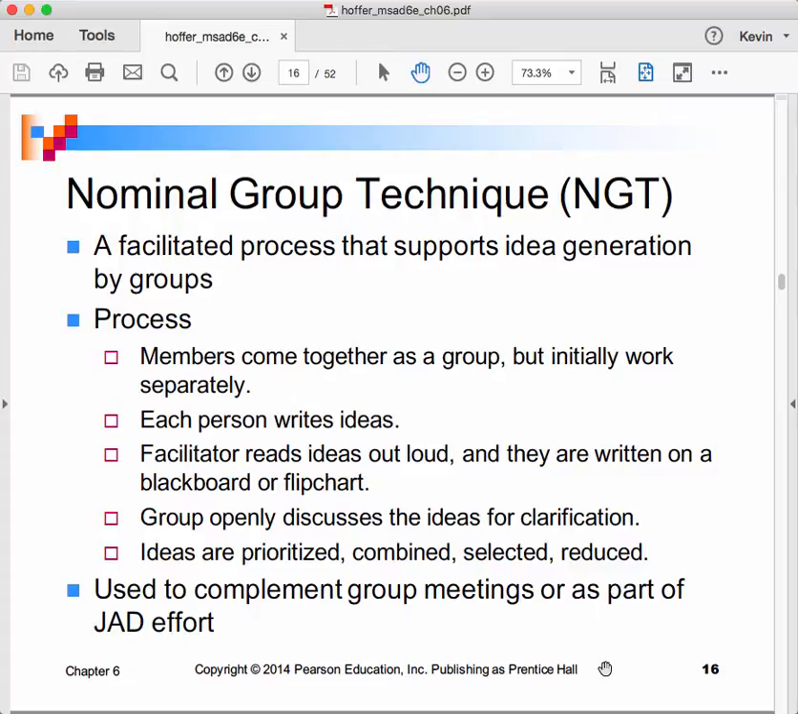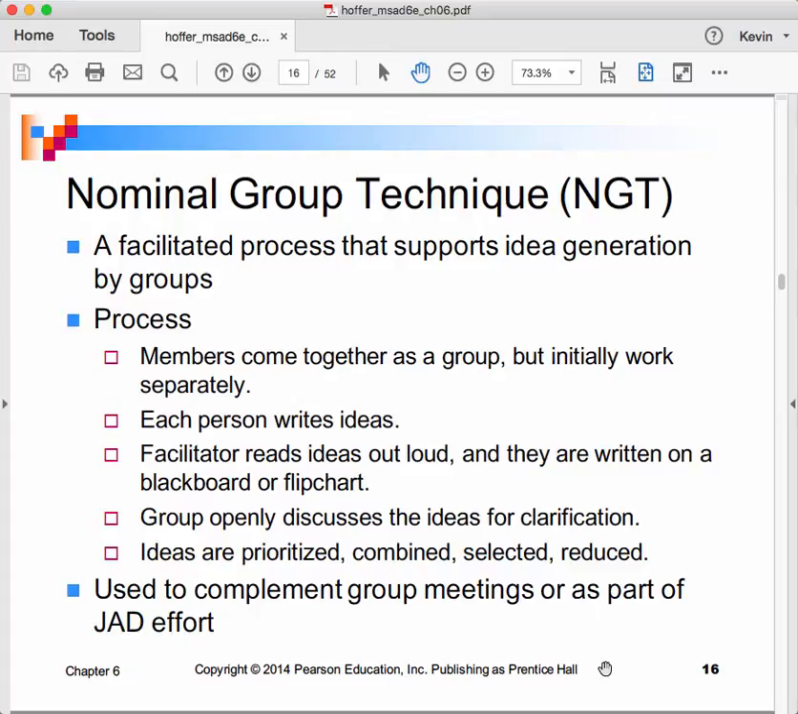Here's the process. The members come together as a group, but initially they work separately. So we not only tell people to come to the meeting with their best ideas, we typically ask them to write up their best ideas and submit them ahead of time. So each person writes the idea. The facilitator reads the ideas out loud, and they are written on a blackboard or flip chart. We don't always say who the ideas came from. Okay, so we don't have the chilling effects that you would get from groups where people don't want to say something because they don't want to be seen to have said it. Well, if we write these down and they're read by the facilitator, then we don't have that problem.